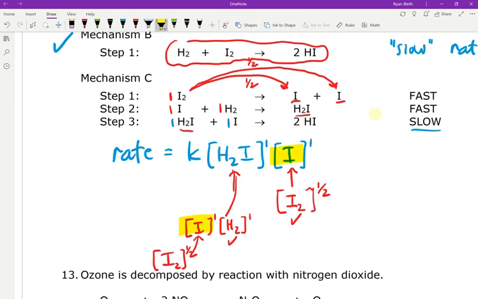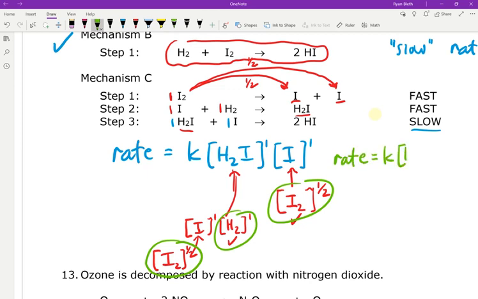So let's put together all the pieces here that are acceptable to be included in our rate law expression. So hydrogen can be included because it's an overall reactant. Iodine can be included because it's an overall reactant. And iodine, again, here, I2, can be included because it's an overall reactant. So what does that give me? That gives me rate equals k times H2.